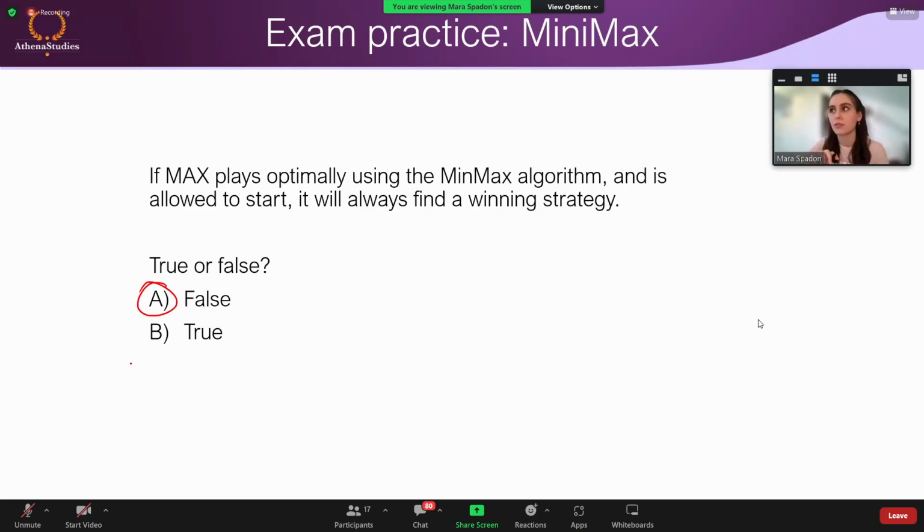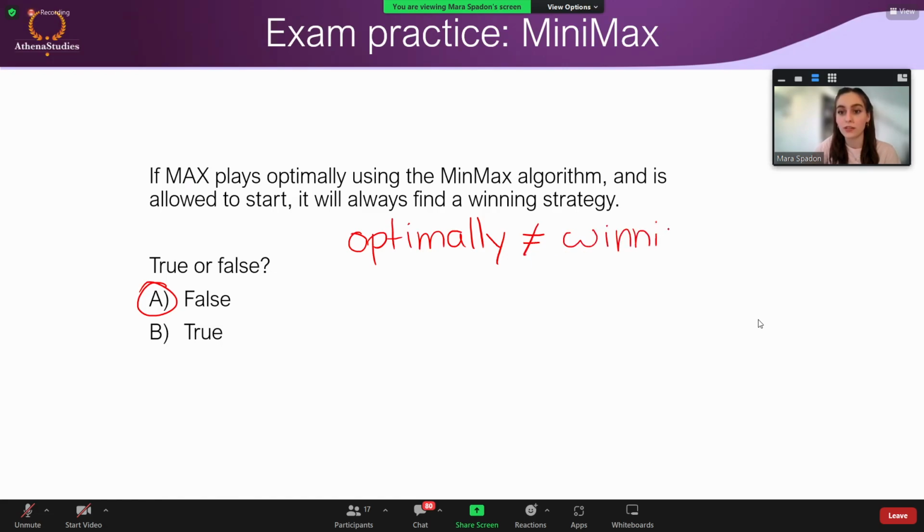So Roberto, would you maybe tell me why you chose A? Sure. So I think it's because if Max is dealt a bad hand, it doesn't matter how optimally he plays, Min will still win. Exactly. Perfect. So that is the premise of this question. Optimal does not equal winning, right?